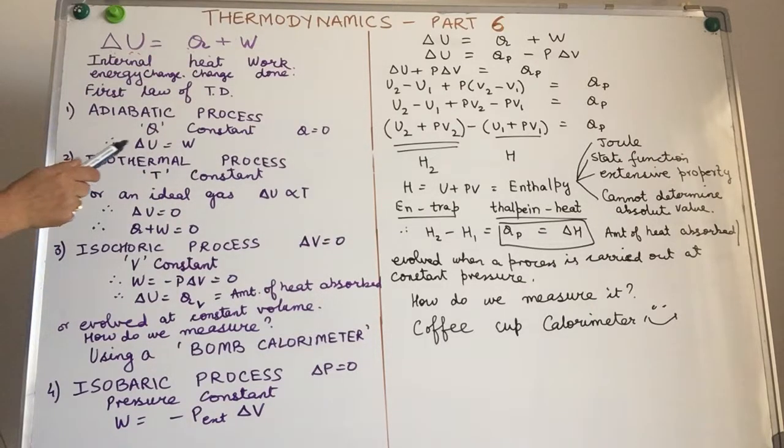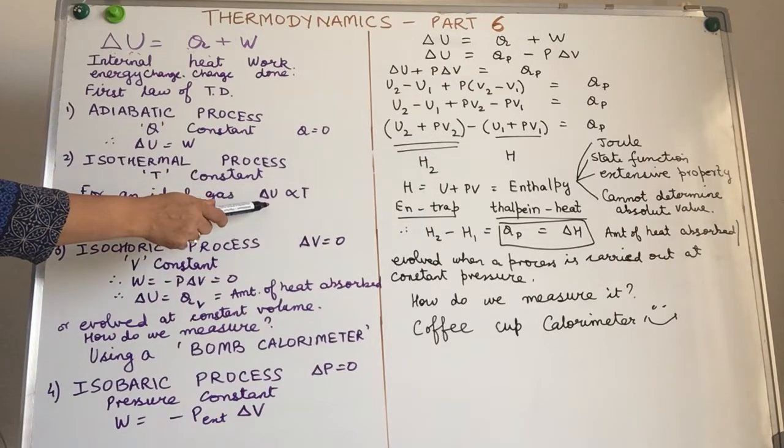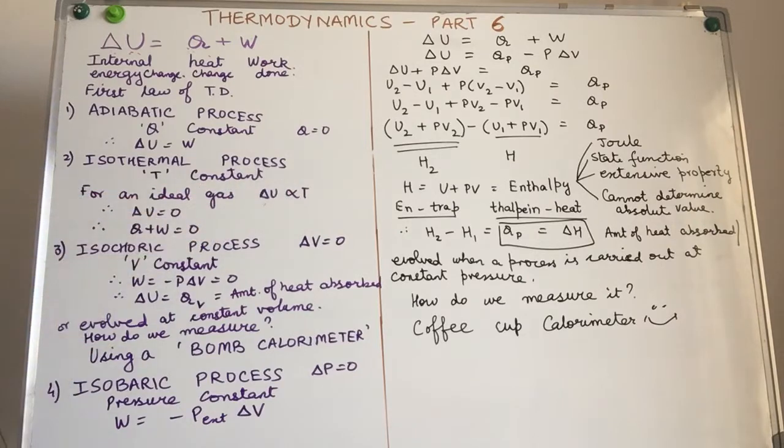Come to an isothermal process, a process in which the temperature remains constant. While discussing internal energy, we had discussed that the internal energy of an ideal system varies directly as its temperature. If there is no change in temperature, there is no change in internal energy. Hence, delta U becomes 0 and our first law now changes to Q plus W is equal to 0.